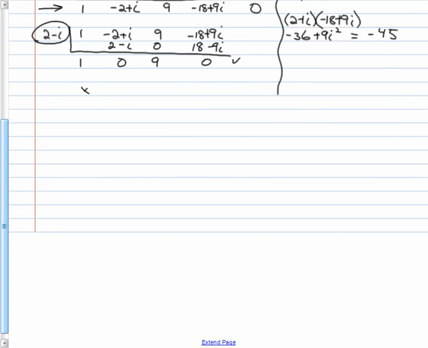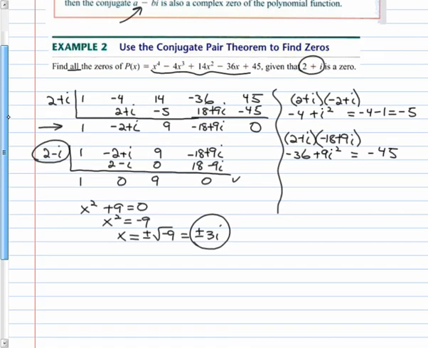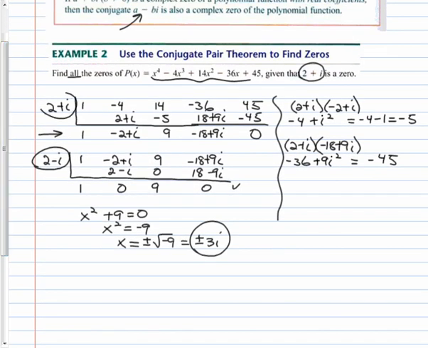And this is 1x squared, no x's, plus 9 equals 0. x squared equals negative 9. x equals plus or minus the square root of negative 9, which is plus or minus 3i. There come my last 2 zeros. So I could make my list, all my zeros: 2 plus i, 2 minus i, or 2 plus or minus i, plus or minus 3i. All my zeros out of it.